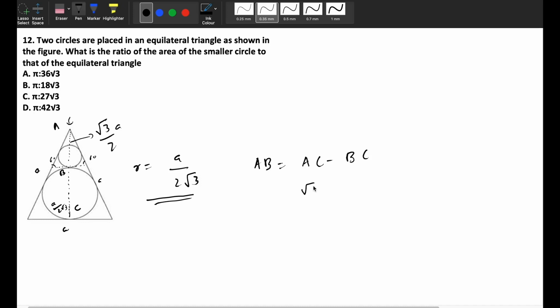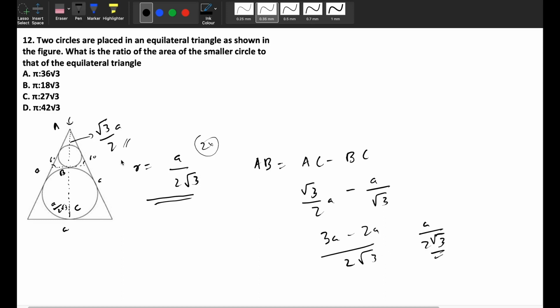AC we know as root 3 by 2A from here, and we know that BC is twice of the radius, so that becomes 2A by 2 root 3, A by root 3. So taking the LCM you will get 3A minus 2A by 2 root 3. So the answer is A by 2 root 3. So basically now the altitude is divided into three parts, A by 2 root 3, A by 2 root 3 and A by 2 root 3. So the altitude of the smaller equilateral triangle from the figure is 1/3 of the altitude of bigger equilateral triangle.